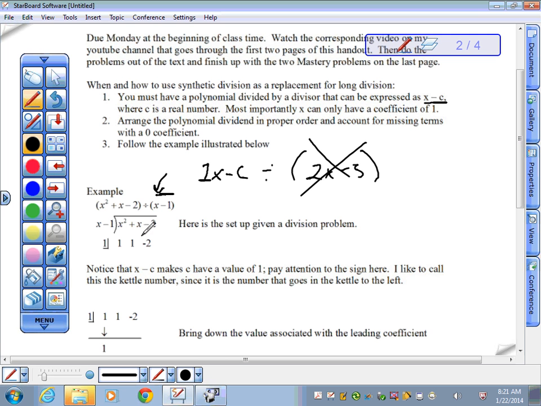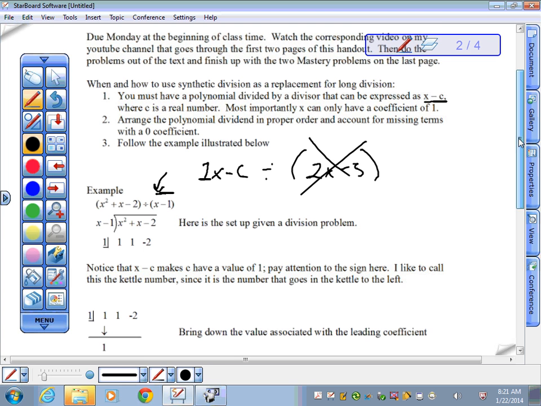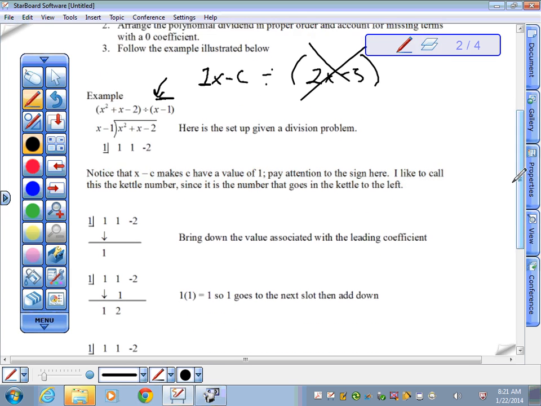Then we need to make sure that if you have any 0 coefficients in our dividend, we need to put our placeholders just like we did with long division. And I think you might want to look out on your mastery for one of those that might be there to trick you. If you're paying attention now, you'll know to look for that.